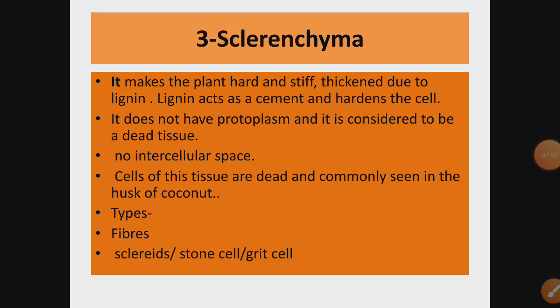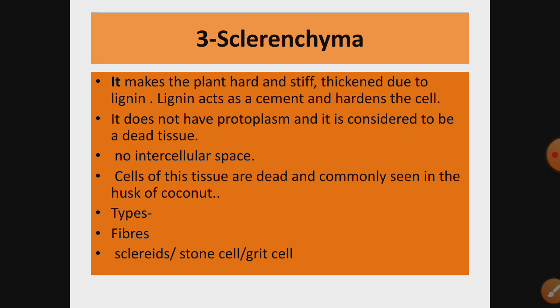Now, next type of simple permanent tissue is the sclerenchyma. It is very important because as we have studied that parenchyma and collenchyma, they are the living cells, but sclerenchyma is considered to be the dead cell of the plant. In case of plant, most of the cells are considered to be dead, and these dead cells also provide mechanical strength to the plant.